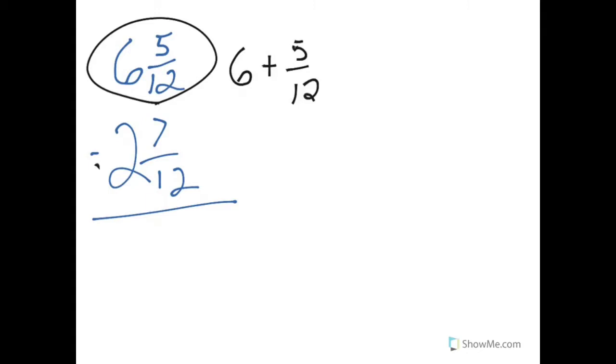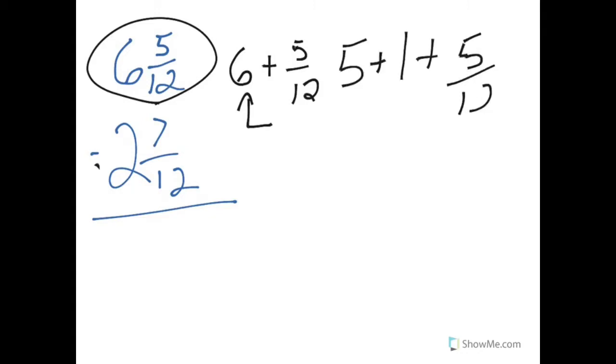which would give us 6 and 5/12. Well, if I wanted to take out a 1 from the 6, I could really make this look like 5 plus 1 plus 5/12, right? I mean, that's exactly what it is. 5 plus 1 is 6, plus 5/12, you have 6 and 5/12. Why would I take out the 1? Well, we know that 1 whole, written as a fraction, would be the same number on top and the same number on bottom. The numerator and denominator would be the same.